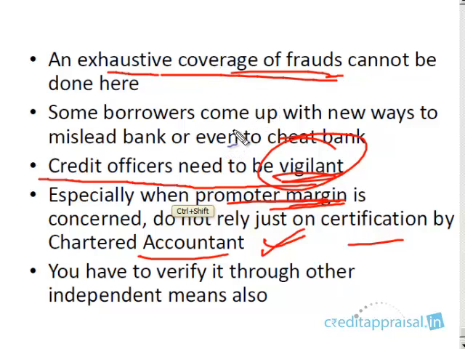I'm not saying it's risky. I don't want to scare you, but you have to be vigilant. In term loans, you always have to be vigilant, because there are various stages, starting from the appraisal stage to the disbursement stage and the monitoring stage. You have to be vigilant.